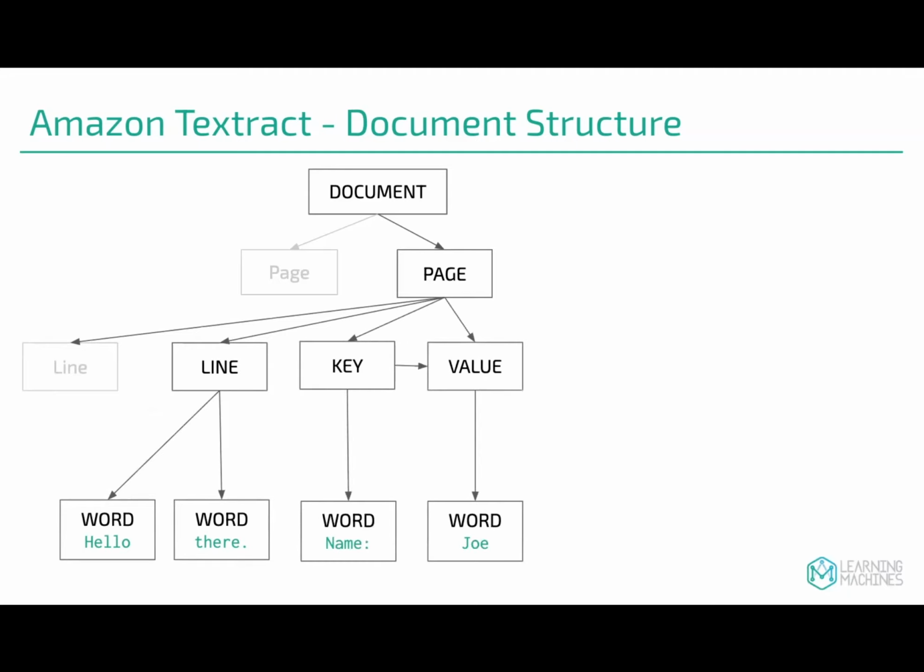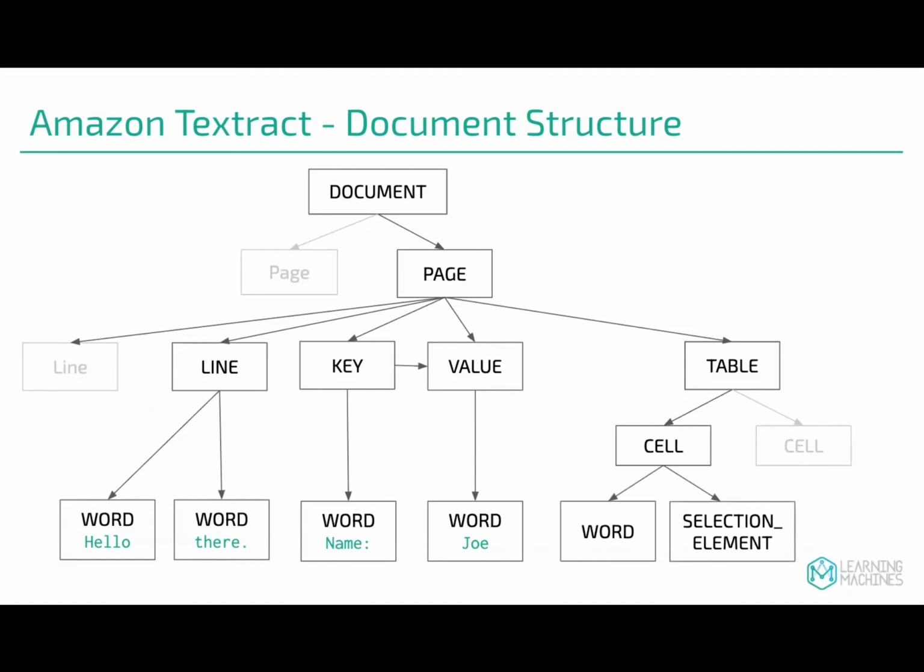For key value pairs, the words that are associated with each key and value are extracted. And then for tables, the tables present in a page will be extracted and represented as different cells. Each one of these cells will then consist again of a number of words or selection elements, a selection element being something like a checkbox or a radio button that has been ticked within a document.